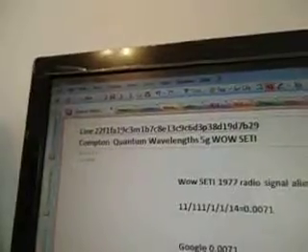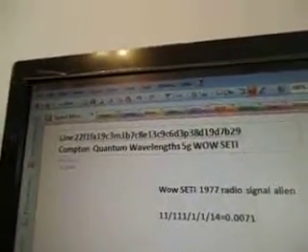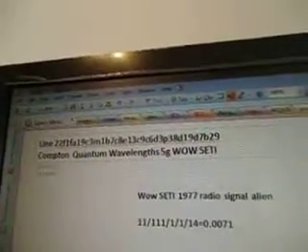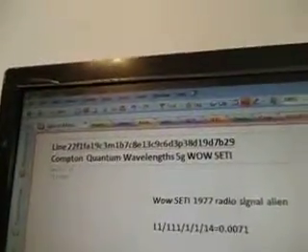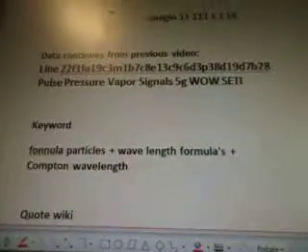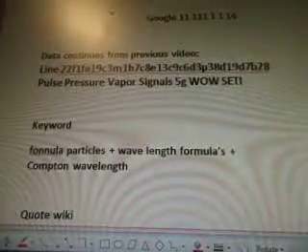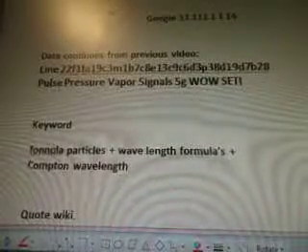284C3M1B7C8E13C9C6D3p38d19d7b29. And it's line 22f1fa19c3m1b7c8e13c9c6d3p38d19d7b29. Compton quantum wavelengths 5G Wow Seti. There's the alien radio signal. This is about quantum Compton wavelengths, keyword research well data.